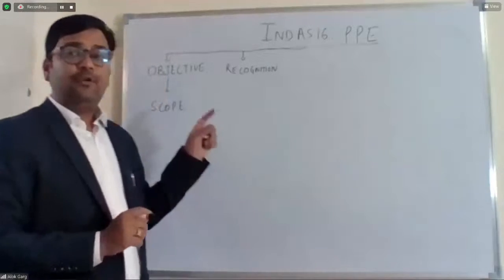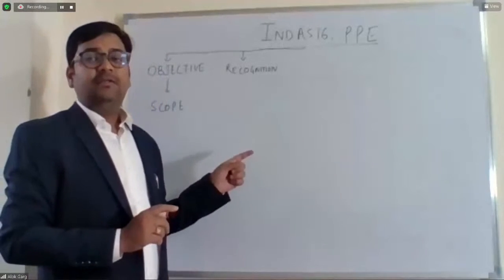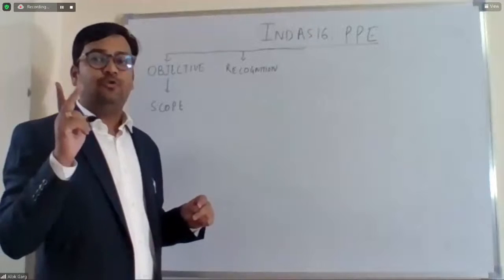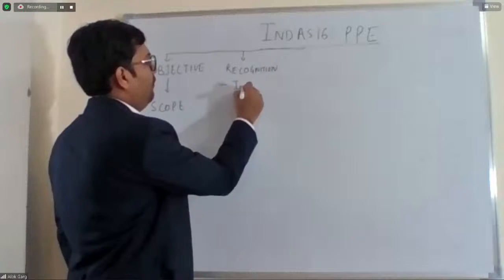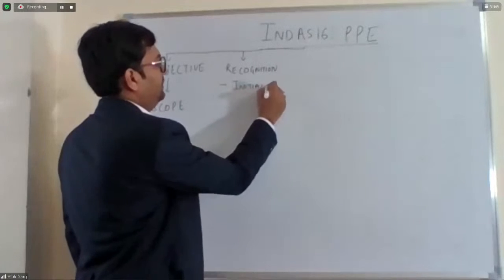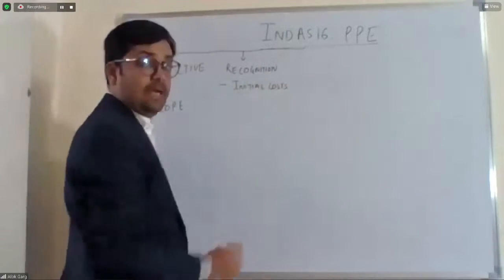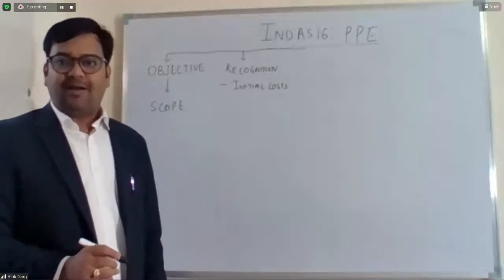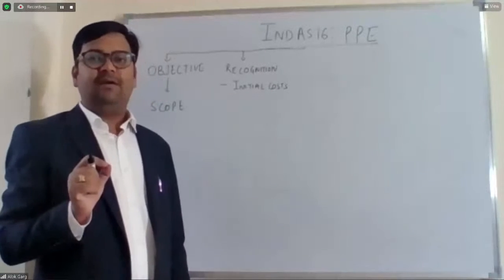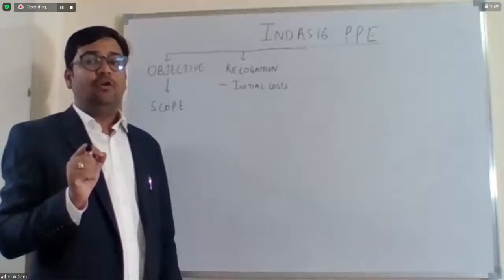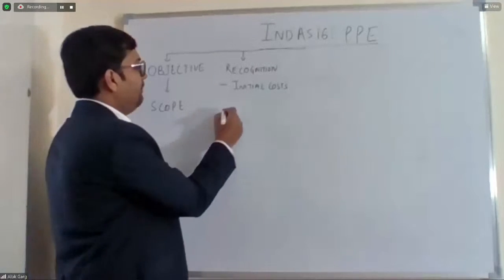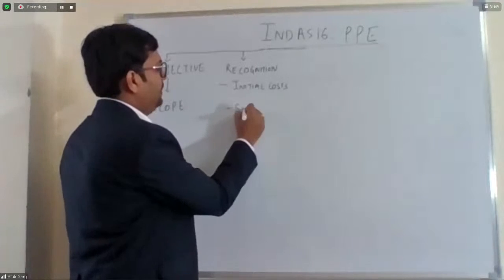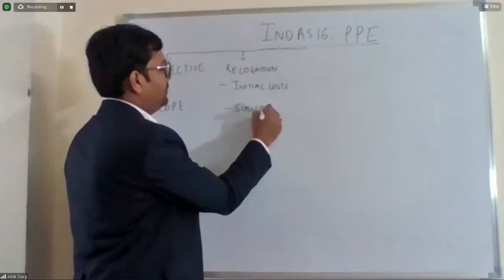Okay, if I'm talking about recognition, this recognition has been split into two parts. One is initial cost. For example, the company has bought a truck and the company has incurred, let's say, 25 lakh rupees on acquiring a truck. So this is known as an initial cost. The second one is subsequent cost.